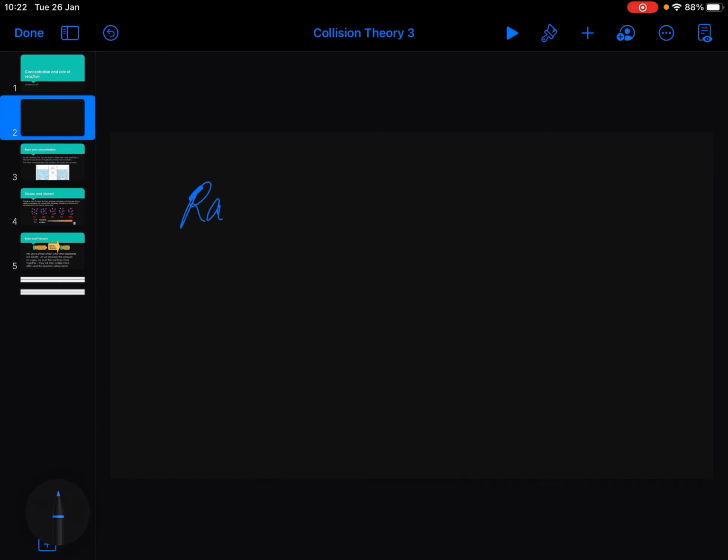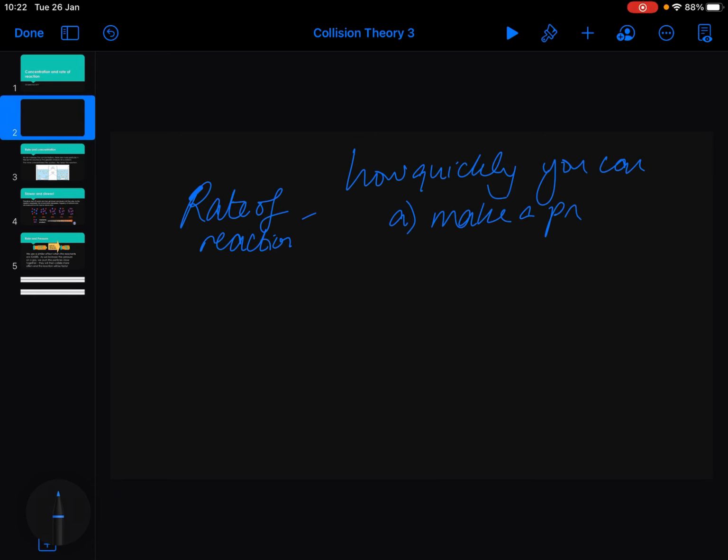Okay, right, let's write down basically what we know so far. So, rate of reaction. How quickly, effectively, you can either A, make a product, or B, use up a reactant. Now it's affected by lots of things, but the key thing is that it is, oh my god, I'm so rusty on this. I'm so sorry everyone. Let's get back on it.